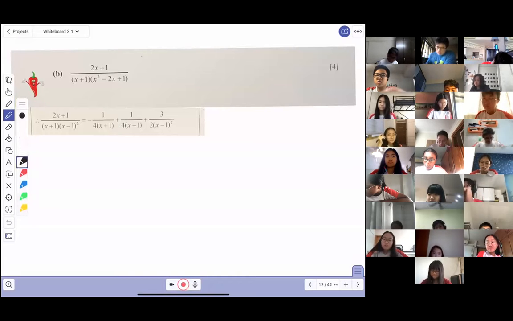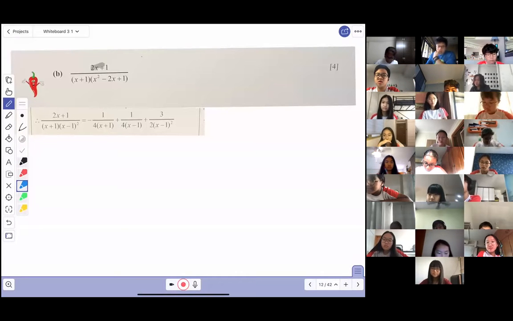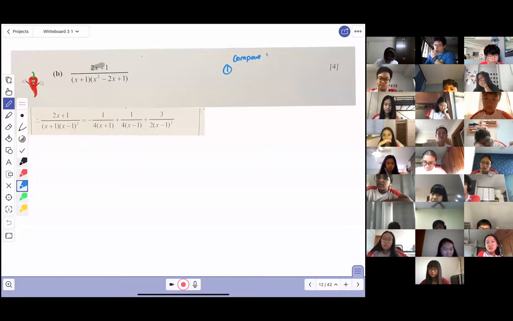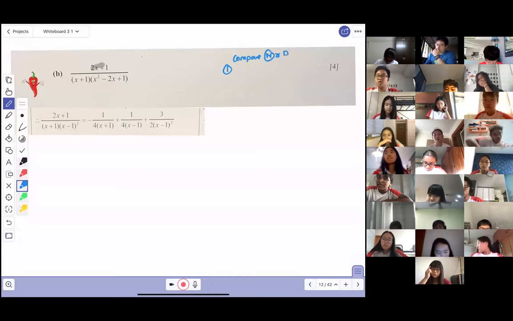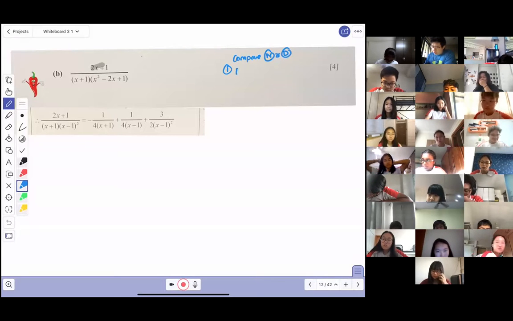Yeah, okay, so 2x plus 1. First of all, you have to compare the numerator and denominator. That's the most important step. Okay, compare the numerator and denominator. Make sure that it is a proper fraction. So first I check, okay, whether it's a proper fraction.